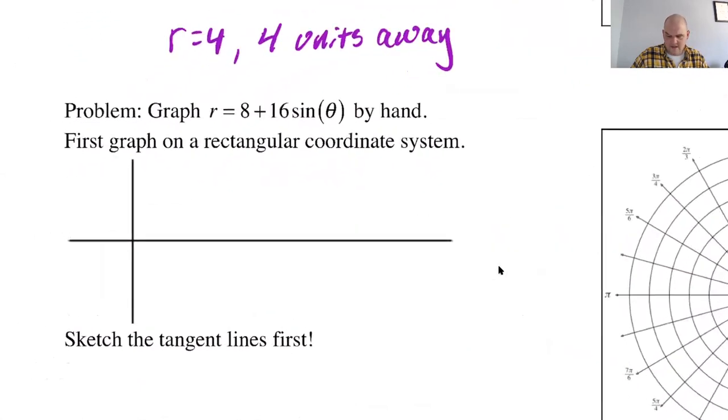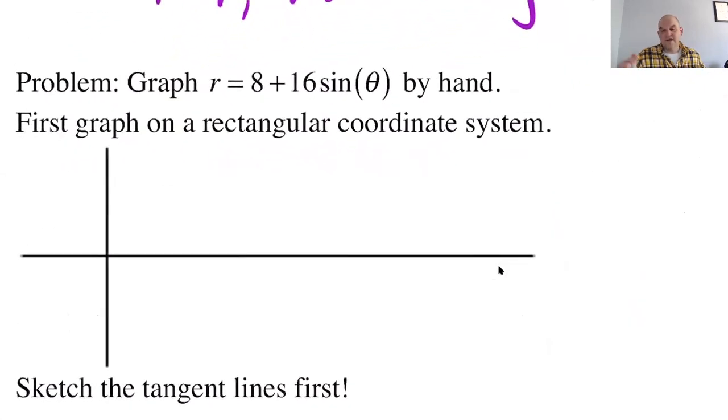All right, so let's do another example and see how it goes. So we got 8 plus 16 sine of theta. I'm thinking this is definitely going to be mostly on the positive y-axis because it's a positive sine thing. Also, 16 is bigger than 8, so I'm expecting this to have an inner loop. So I like to go in just knowing those sorts of things.